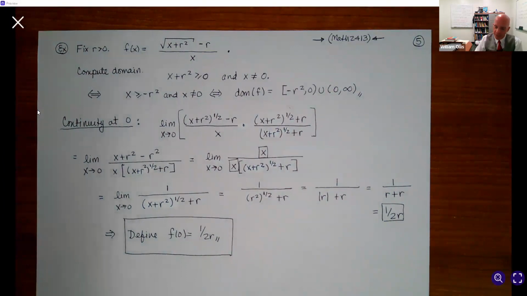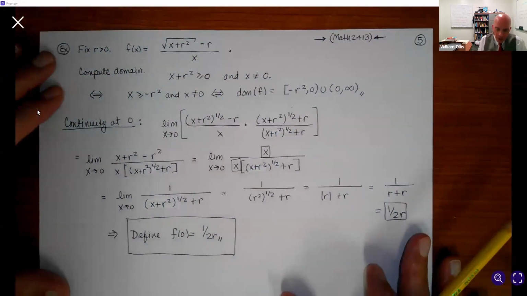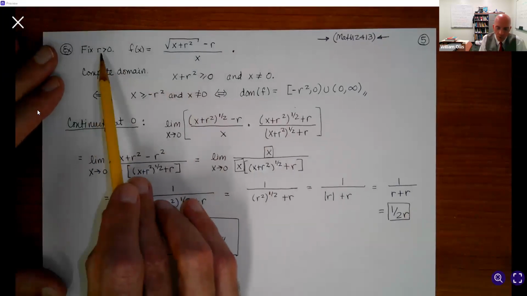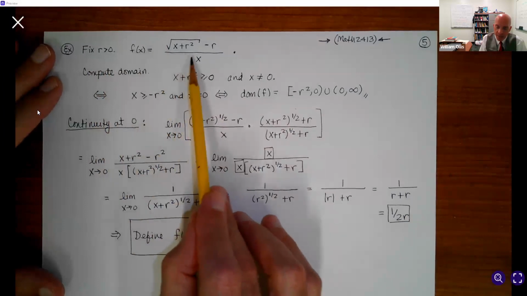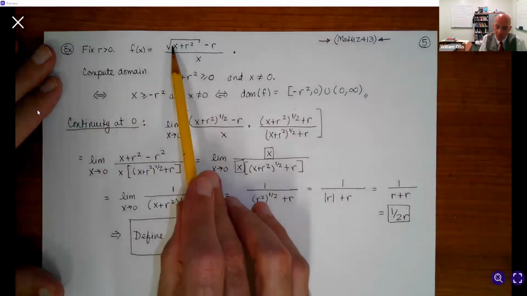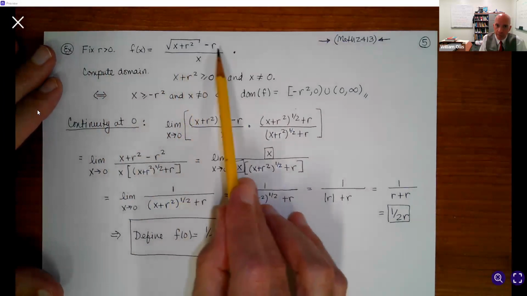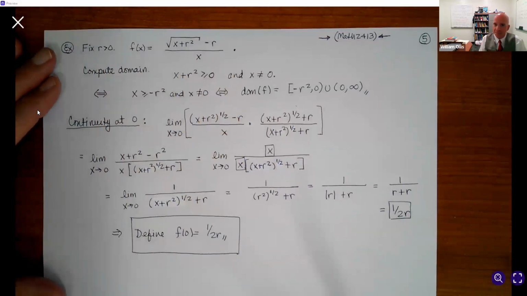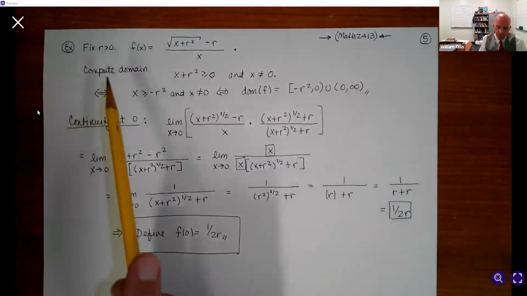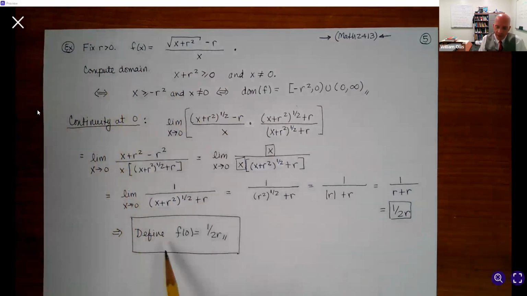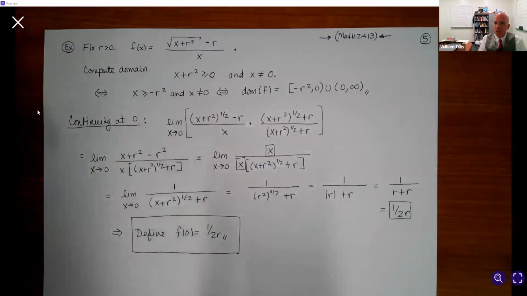And here's an interesting problem. So notice we have r greater than 0, a positive real number that's fixed, so it's a constant. And then we have this function, f of x, which is the square root of x plus r squared minus r, divided by x. Okay, so here's what the problem says. It says compute the domain and then define f at 0 so that the function has continuity at 0.